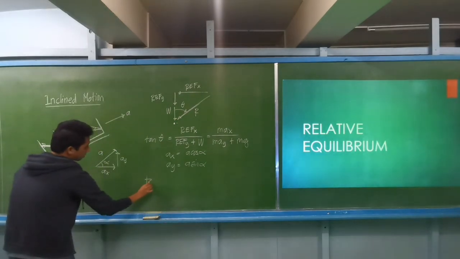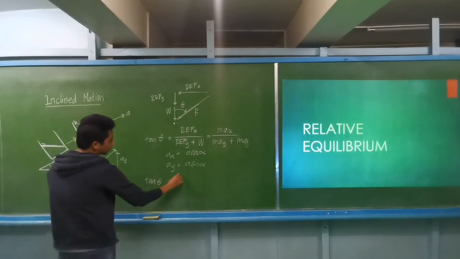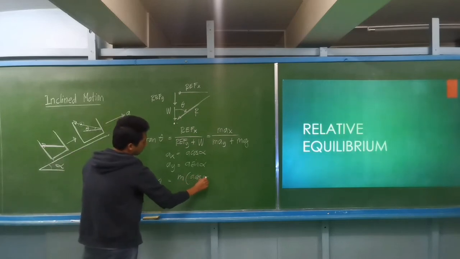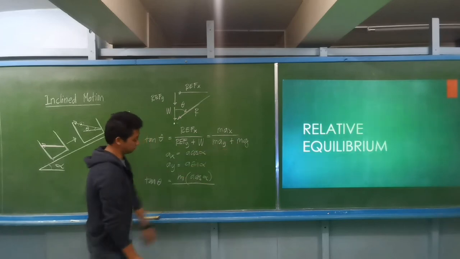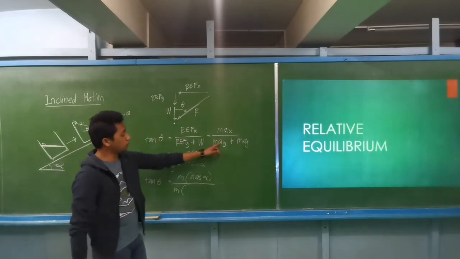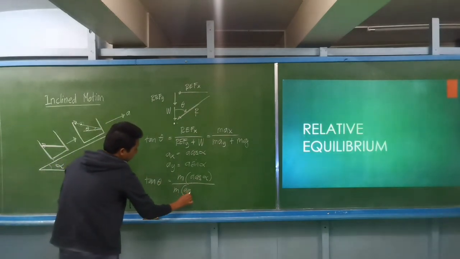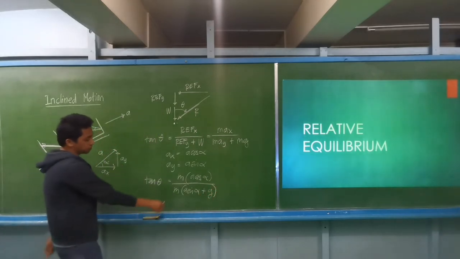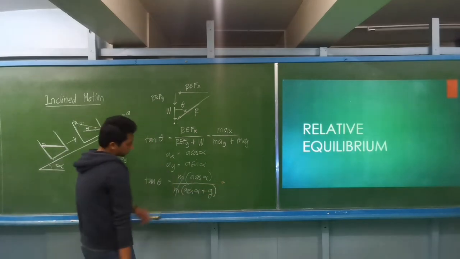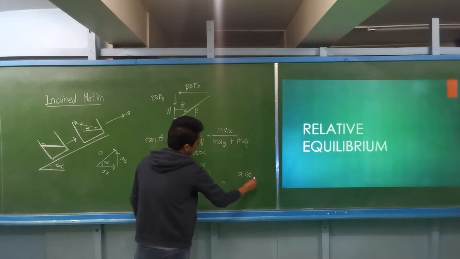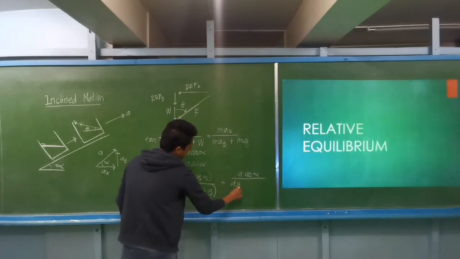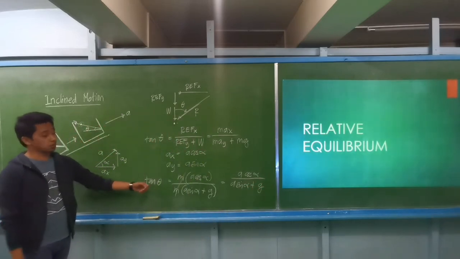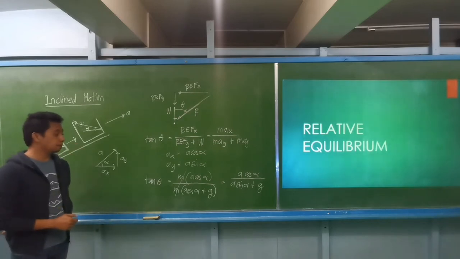So this is now the same as the tangent of theta is equal to, if we factor out mass, the mass multiplied by AX, that is A cosine of alpha, divided by the mass multiplied by AY. AY is A sine of alpha plus the acceleration due to gravity. So canceling out mass, tangent of theta is equal to the acceleration cosine of alpha divided by the acceleration sine of alpha plus the acceleration due to gravity.